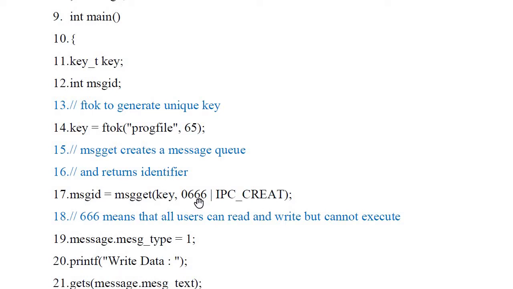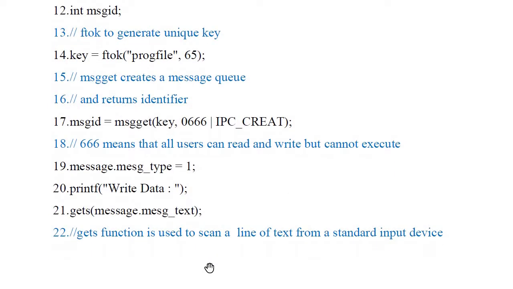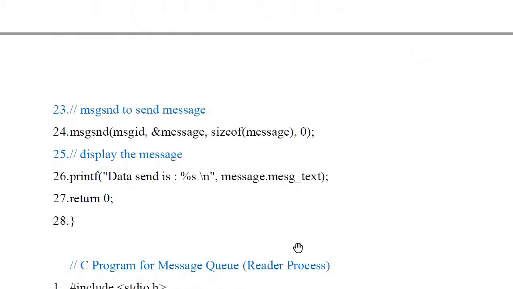So what is this 0666 used for? It means that all users can read and write but cannot execute. Then they print this data, which means it will ask the user for the input, what data is to be taken in. The user can give the input here. The gets function is used to scan a line of text from the standard input device. Then the message send is used to send the message. Finally, whatever message is sent will be displayed here.